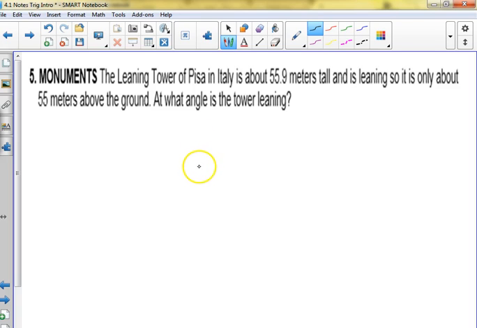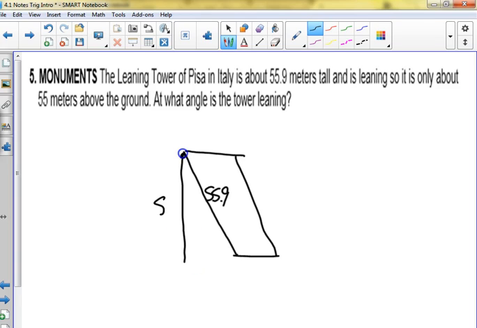First couple don't have that word, elevation or depression, but the Leaning Tower of Pisa is about 55.9 meters tall and is leaning. Okay, so if it was straight up and down, it'd be 55.9. So I'm going to assume that's this, okay? That's my Leaning Tower of Pisa. But its tip at this moment in time is only 55 meters above the ground. What is the angle it is leaning? So I'm going to say we want that angle right in there. Does that seem okay? Okay, what is the angle it's making with the ground? Which is not made very clear in the question, but I'm going to go with that.